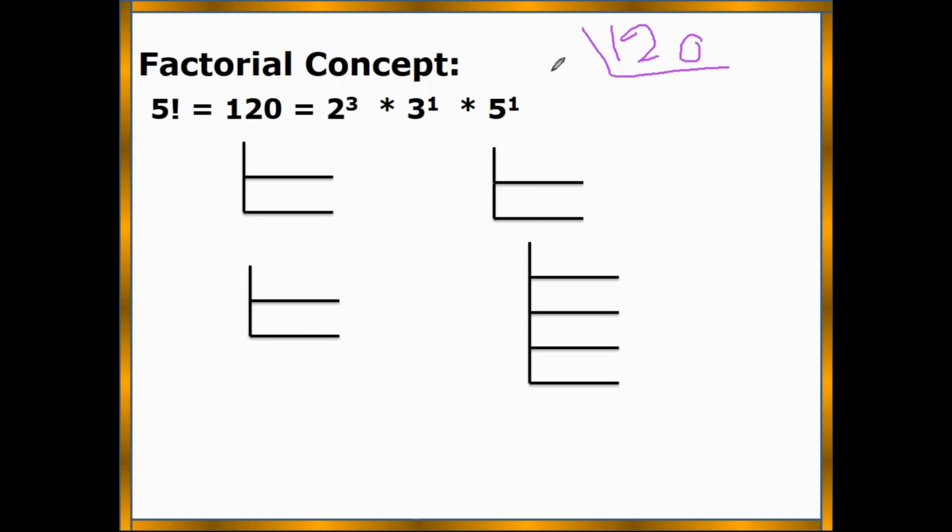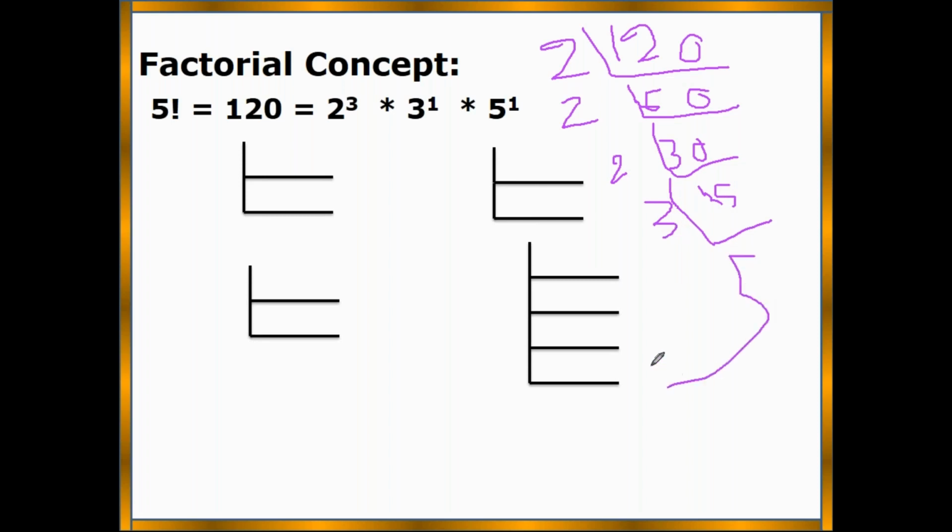How many times? 2 times. 2 60s there. Again 2 30s. Again 2 15s. Again 3 5s here. So 2 power 1, 2 power 2, 2 power 3. There are 3 twos. That is 2 power 3.